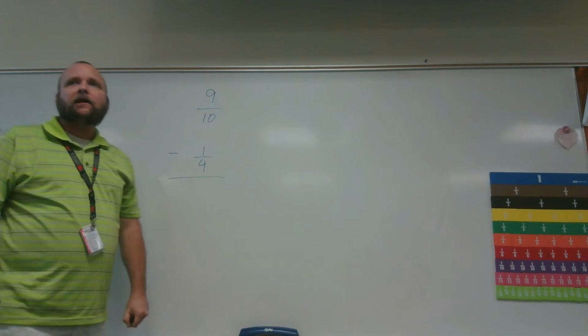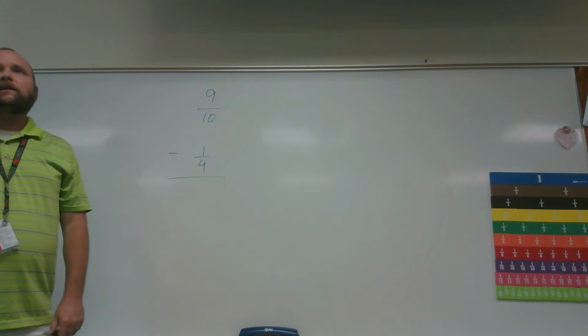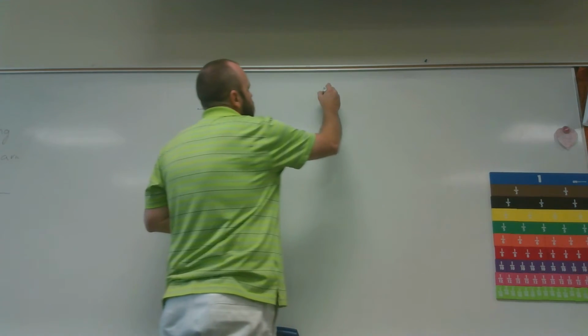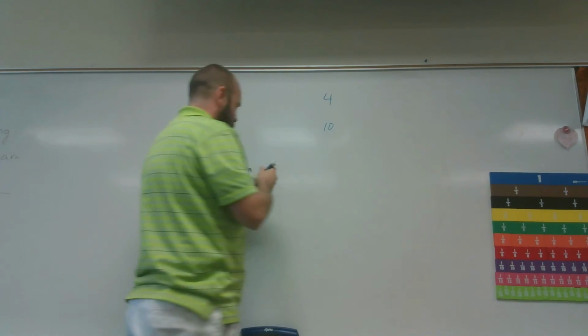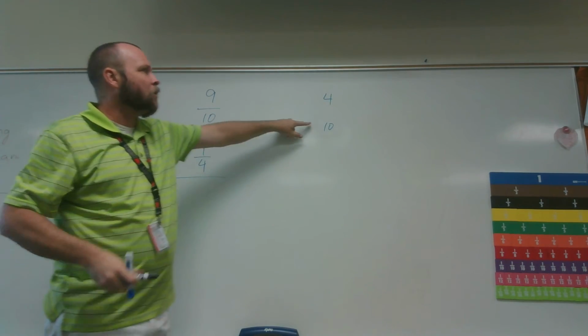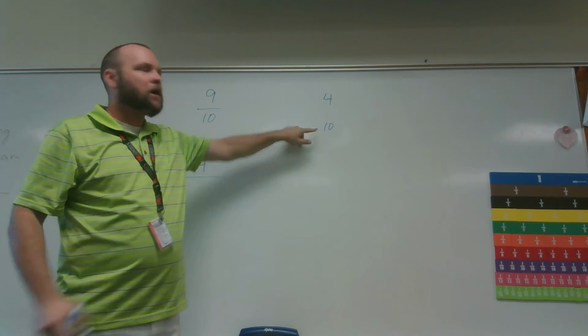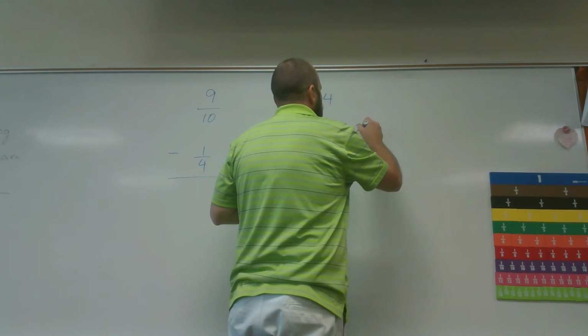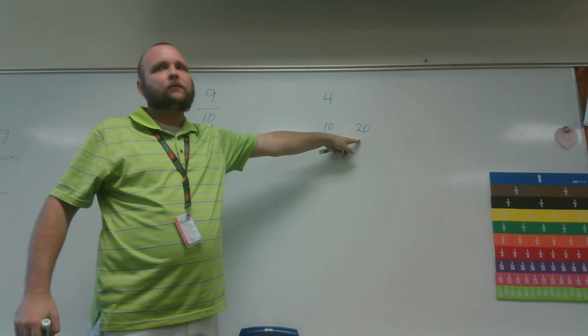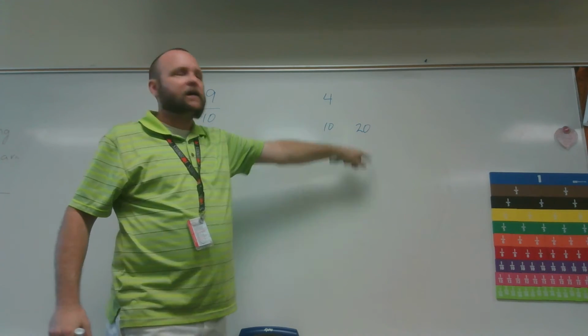Okay. All right, we need to find a common denominator for 4 and 10. Let's list it out here. We got 4. We got 10. Is 10 a multiple of 4? No. My next multiple of 10 is 20. Is 20 a multiple of 4? Yes.